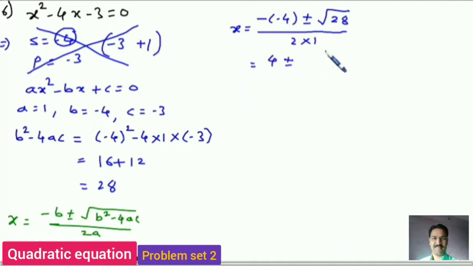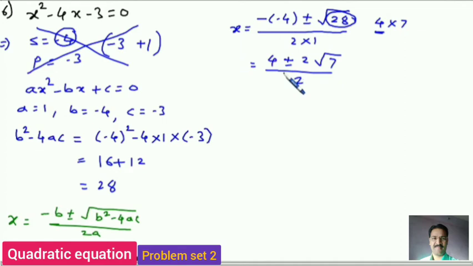Now this 28, see here, that is nothing but 4 into 7. We can take this 4 outside, means root of this 4 is what? 2. That means what we can write here now? 2 root 7 upon 2. Most students make some mistake here. 2 ones are 2, 2 twos are 4, like this they make mistakes here. So don't make these kinds of mistakes.